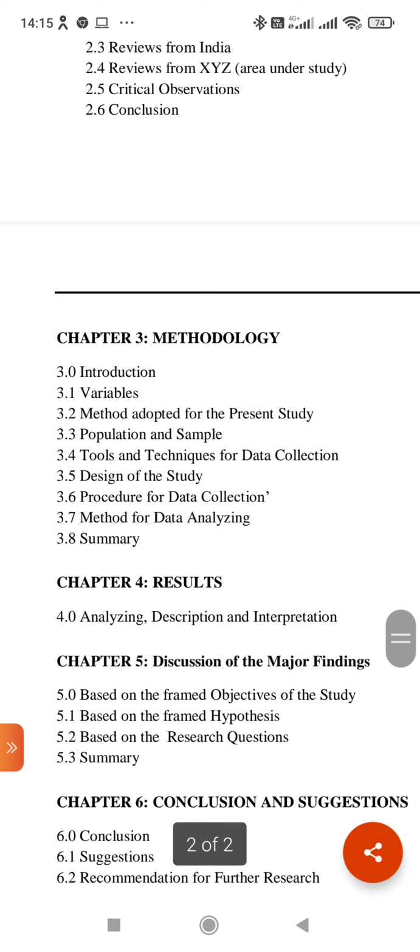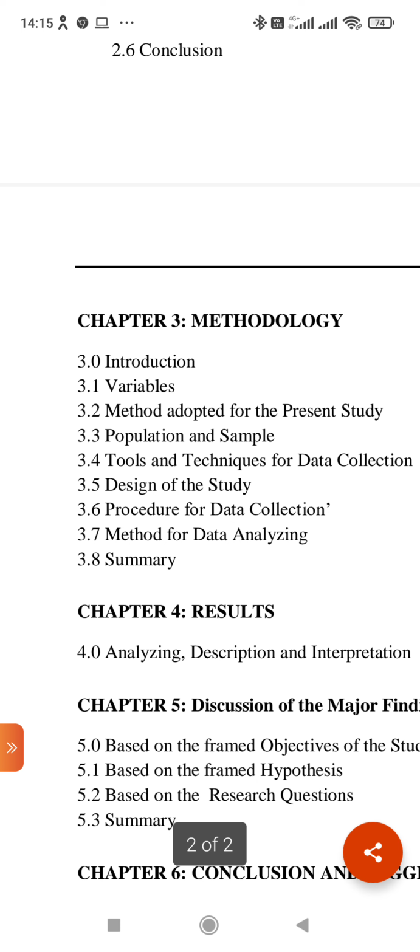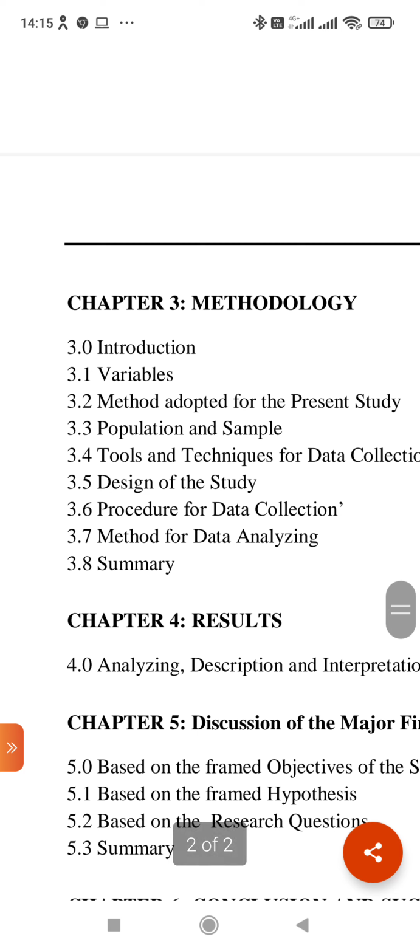So let's discuss the methodology, the third chapter. Here you have to give a brief introduction of what methodology is. Then you discuss the different variables that would be covered in your research work, and then the method that you have intended to adopt for your present study. Clear? Then you have to speak about the population and the sample.